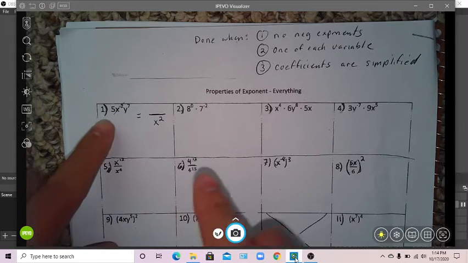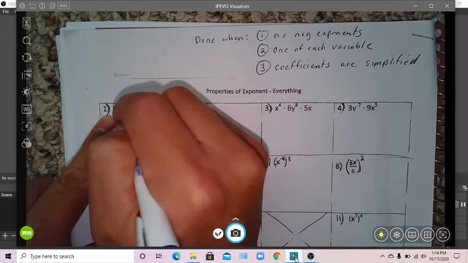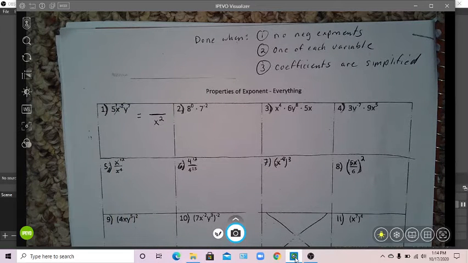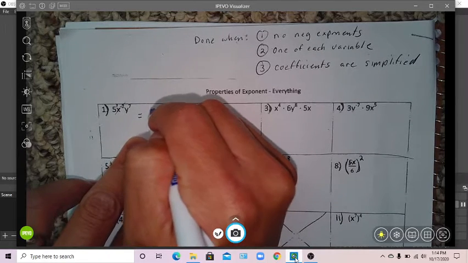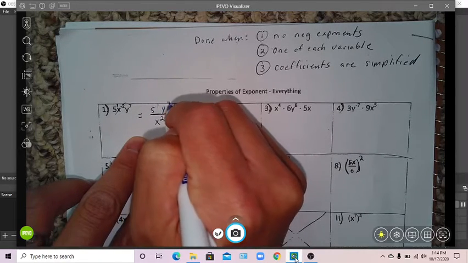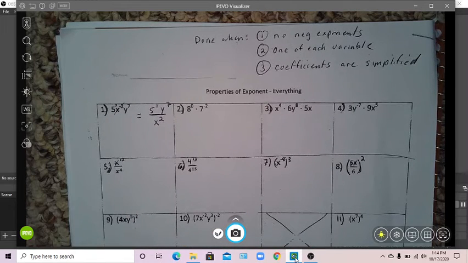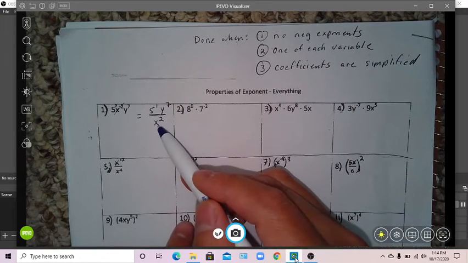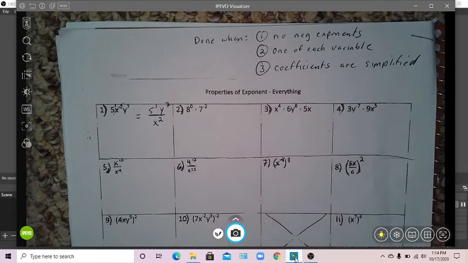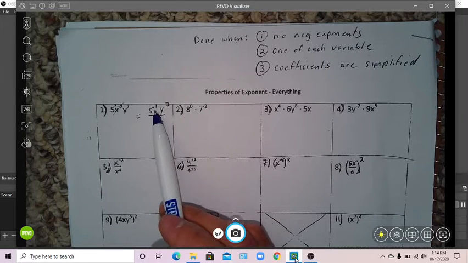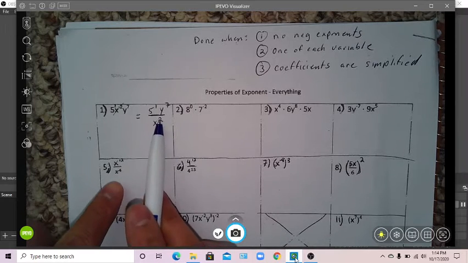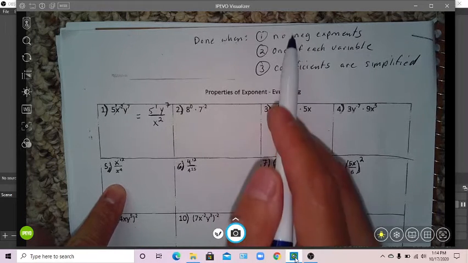Now what's left here, there's still a 5 to the 1 power left. That 5 doesn't have an exponent, I should probably have done that first. That 5 has an exponent of 1. So there's a 5 to the 1 and then a y to the 7th. There's only one of each variable: a y, no other y, an x squared, no other x. The coefficients are simplified, so this 5 doesn't need to be multiplied or divided by any other number. So we're done here. We've checked off all three.